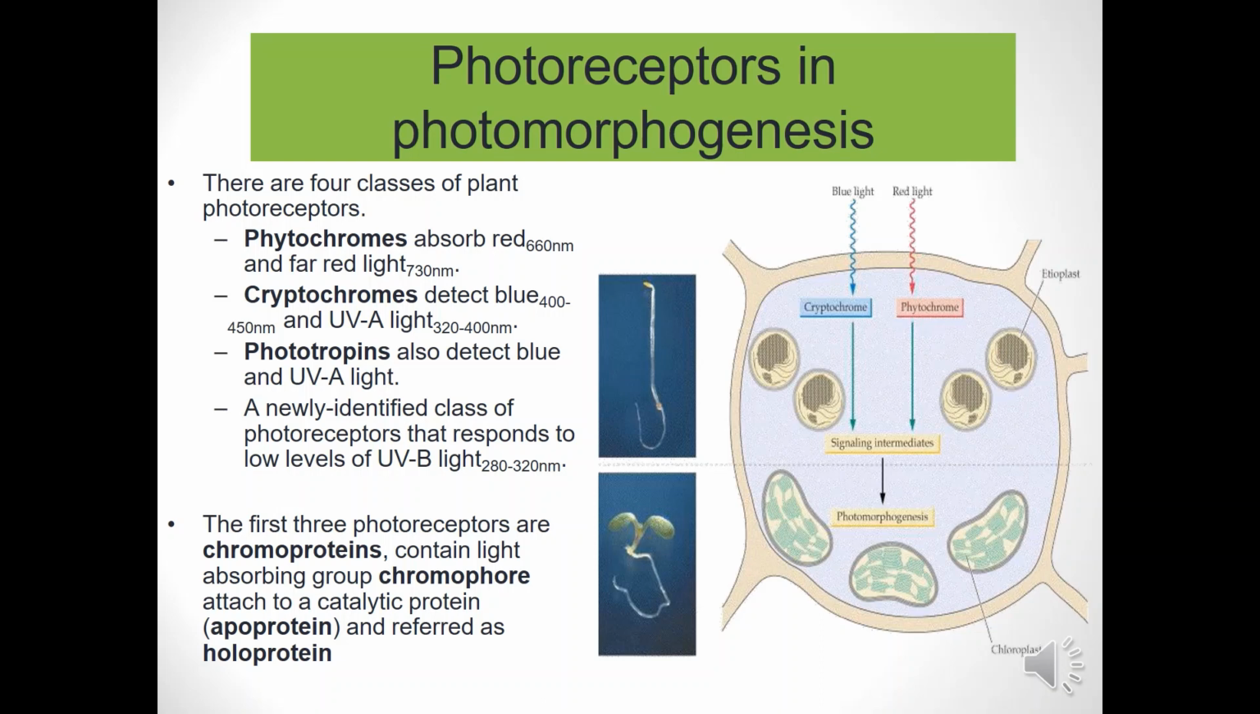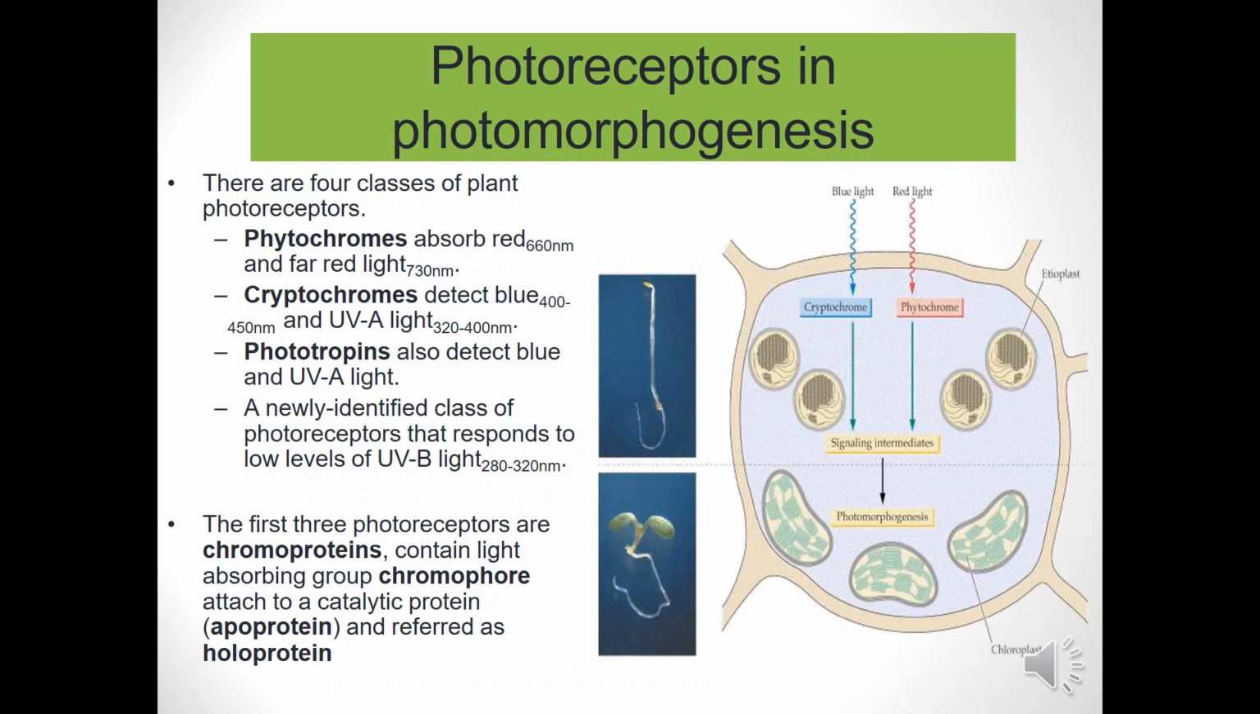If you look on the figure, you may see the different classes of photoreceptor. They absorb light at different wavelengths, and it will produce this signaling intermediate, the process when the cryptochrome and phytochrome absorb the light. This signaling pathway will induce the transduction and make some photomorphogenesis processes occur in the plant, for plant growth and plant development.